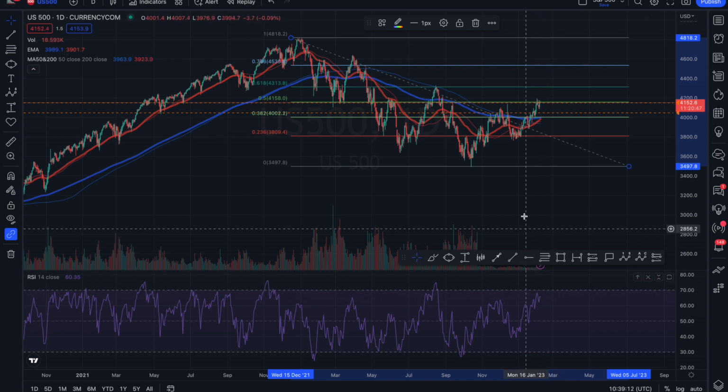Eventually, as we go into the month of March, I do expect us to have a move up towards 4,300. That's where the August highs are. So that's going to have a lot of resistance around the area. It's going to be a very hard barrier for us to break above. But I do like the S&P 500.